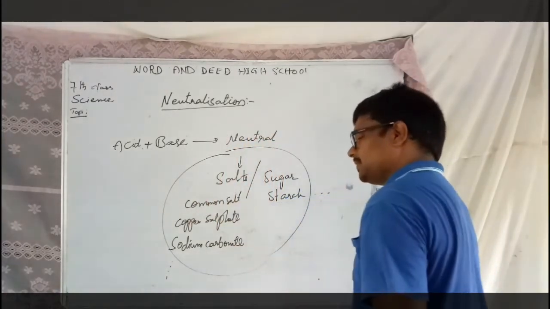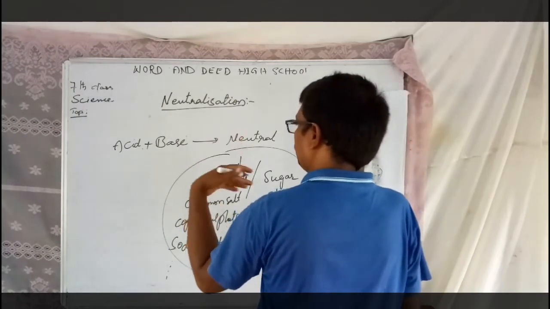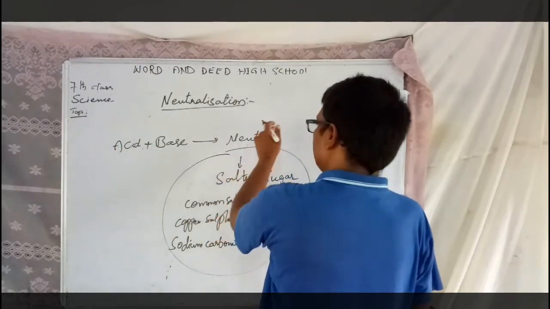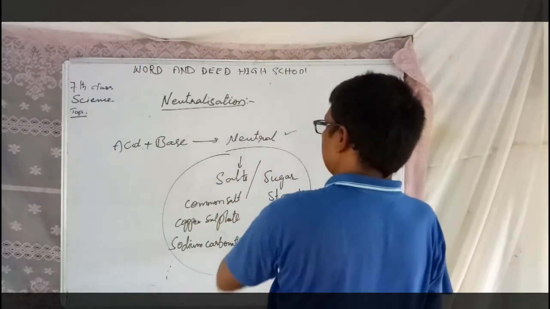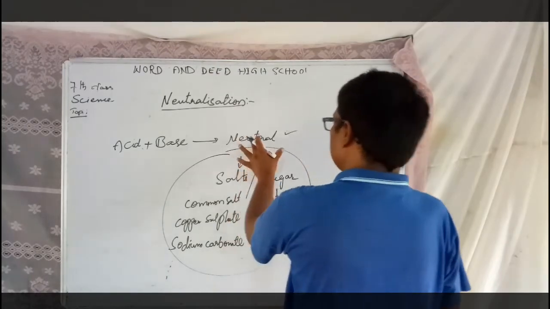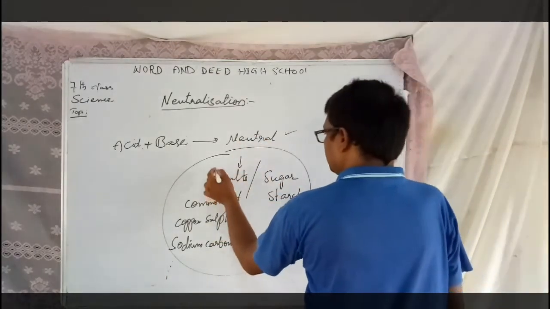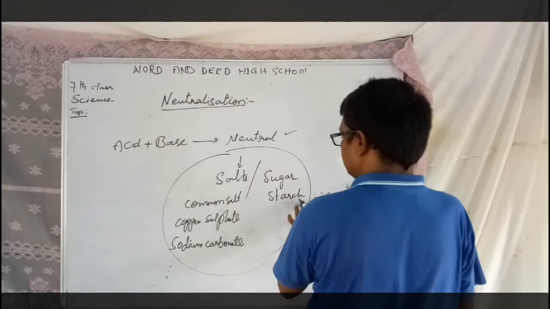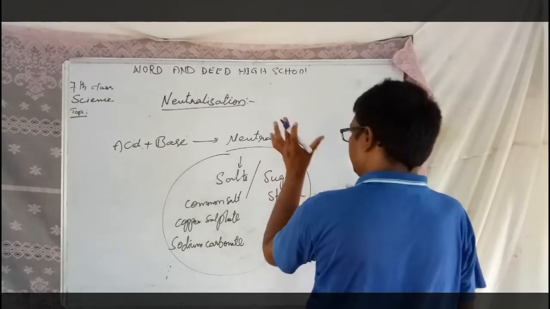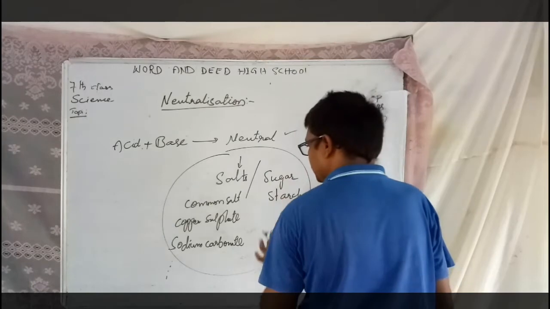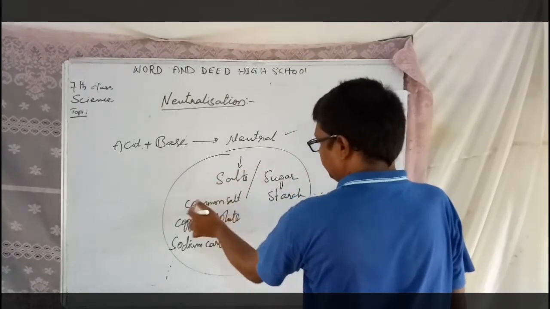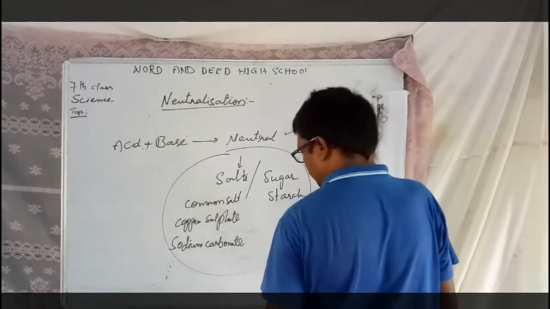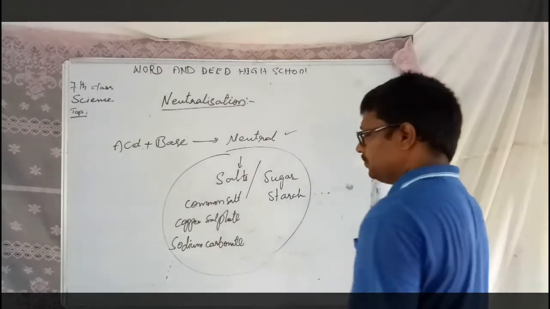How do we get these neutral substances? After an acid and base react, a new substance is produced, right? That is a neutral substance. In the neutral substances, especially, we see salts and non-salts, like sugar and starch. Of course, these are neutral substances, but they are not salts. And the salts are common salt that we use in our kitchen, copper sulfate, sodium carbonate, and so on. There are many salts, but these are a few of them.